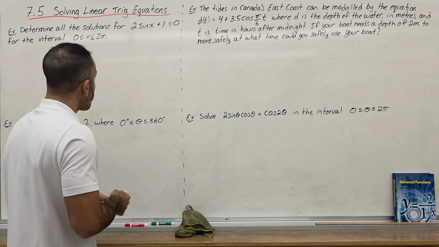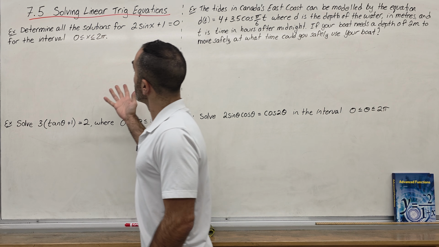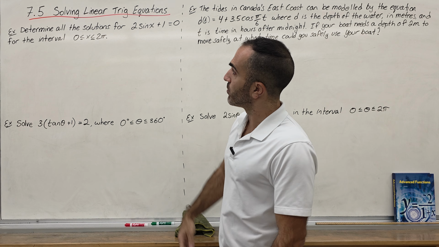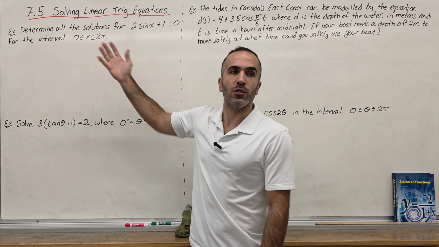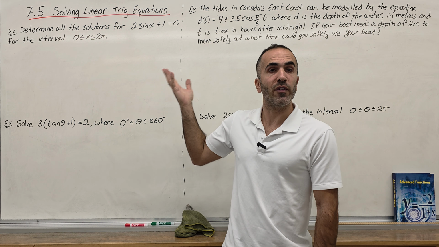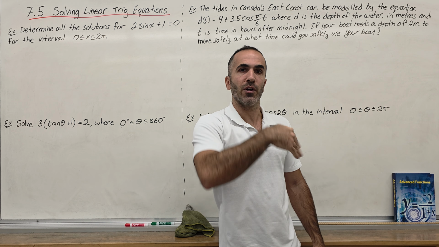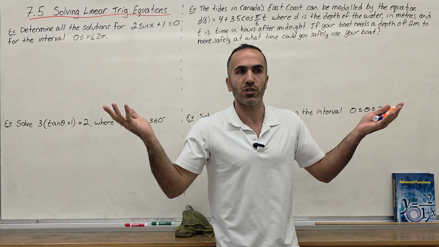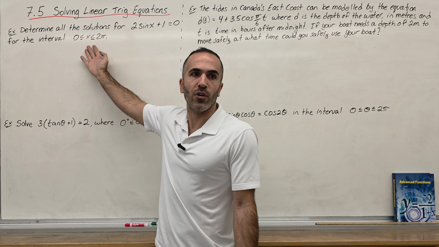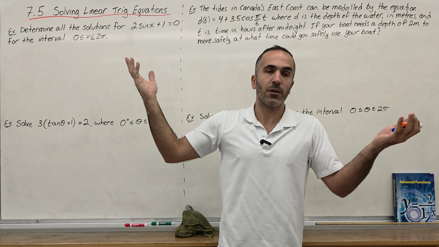Linear is really easy. So I got to determine all the solutions for 2 sine x plus 1 equals 0 over this interval. It's always going to give you an interval, because trig equations are periodic, so there's an infinite number of solutions. If you don't restrict the interval, you have an infinite number of solutions.